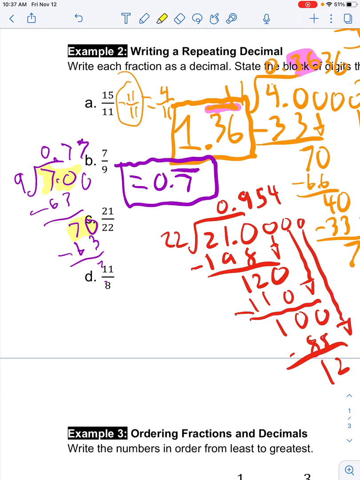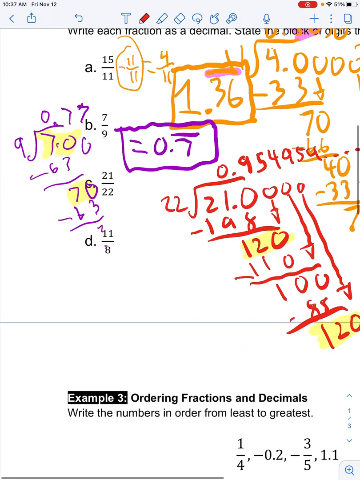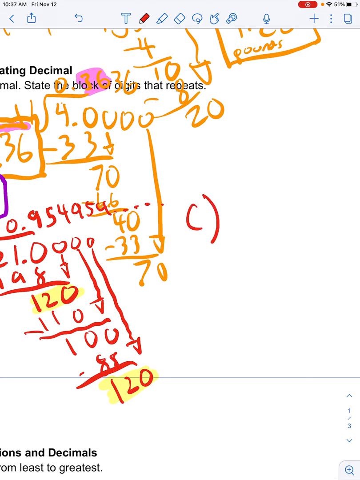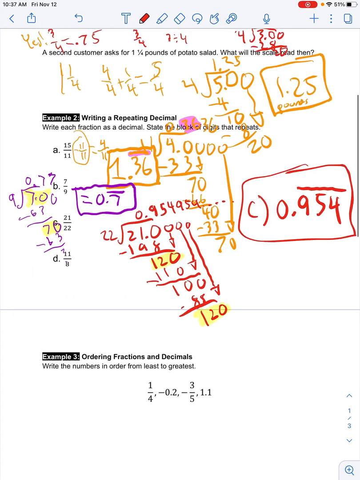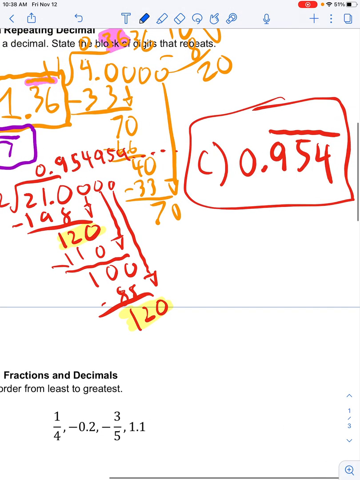You'll notice, hey, I'm starting to get numbers that repeat. I had 120 here, and now I'm starting to get 120 again. So I know that this number is going to keep repeating forever. So part C, we're going to say is 0.954 with the 9, the 5, and the 4 repeating.